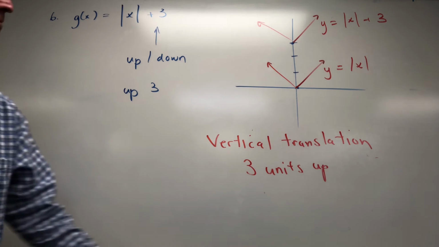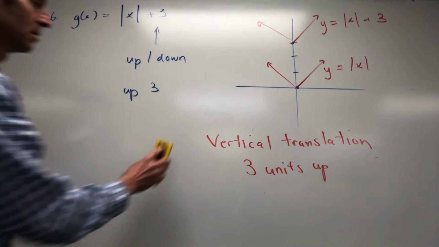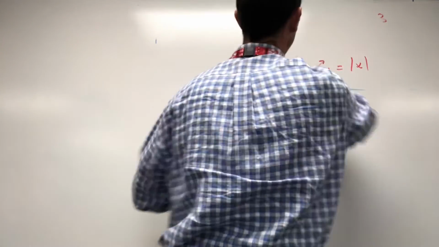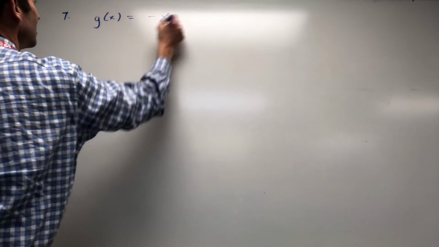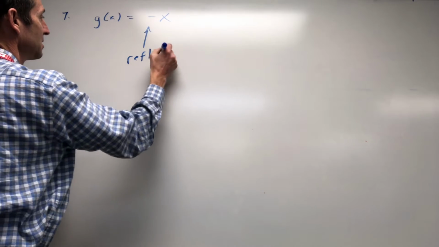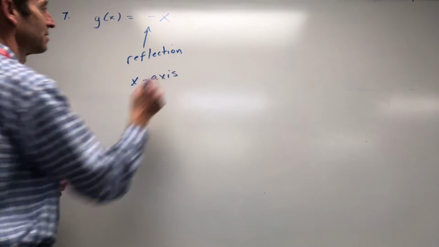All right, now we got this stuff. It's clicking now. Okay, so we've done quadratics, we've done some absolute values, done some linear. Oh, we haven't done any reflections. Let's do some reflections. All right, number 7. So that negative sign right in front of your x, that's the big key that this is going to be a reflection. And it's going to be across the x-axis.